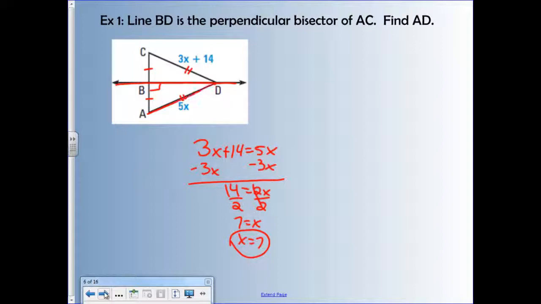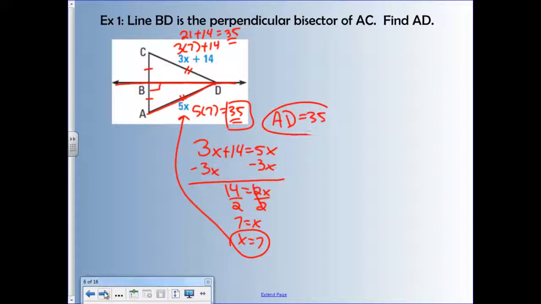Well, here's AD. I've got to figure out how big that is. Use my x. 5 times 7 gives us 35. How do I know I did it right, though? Plug it in the other side, right? So 3 times 7 plus 14. 21 and 14 gives us 35. Did we do it right? Yeah. Pretty it up, clean it up. What did we say? We're finding AD, so tell me AD equals 35.